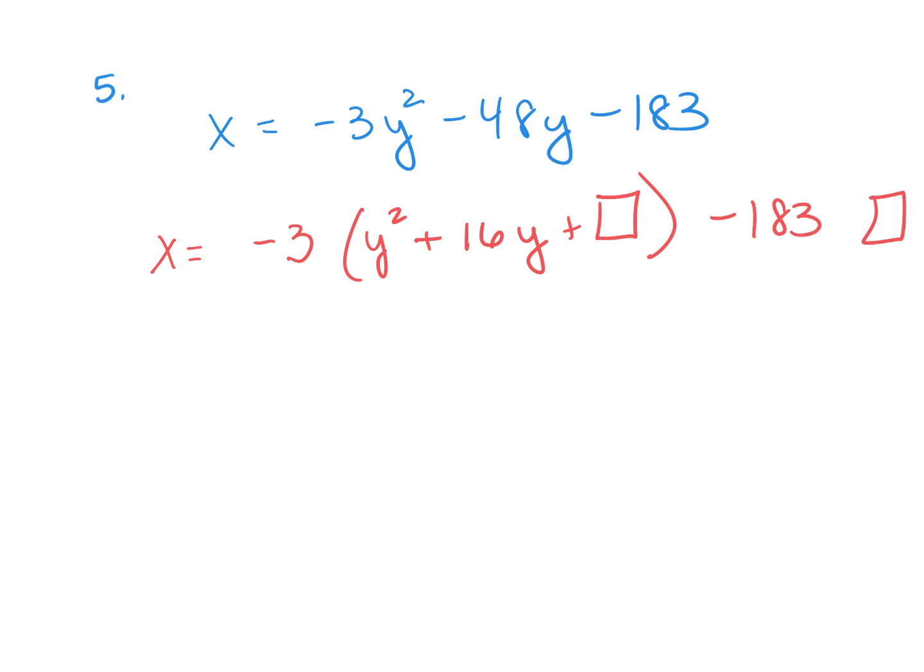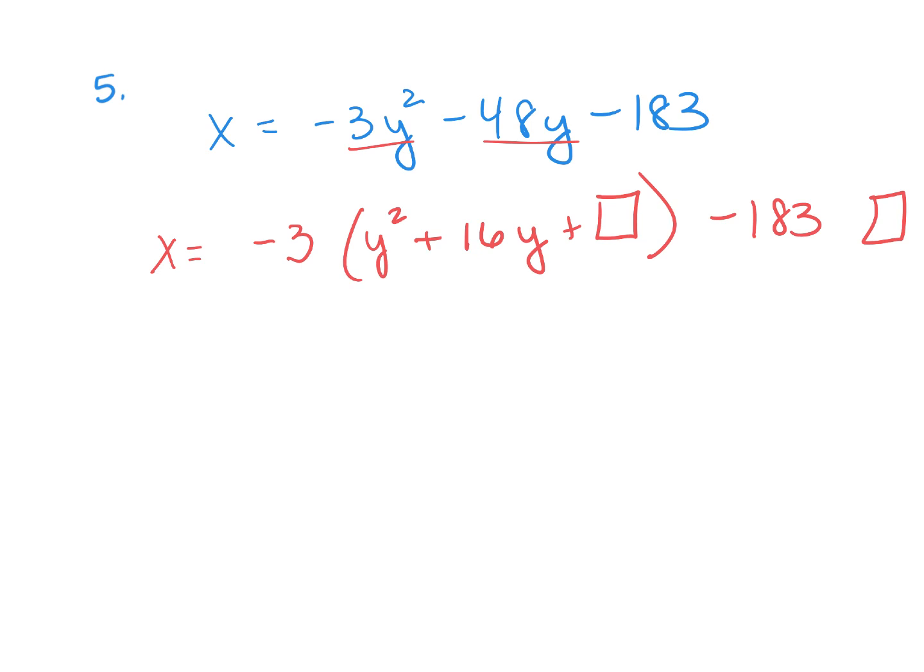Now the next one. Here I took out the -3 out of the first two terms, and that gives me a naked y squared and a positive 16y, because -3 times positive 16 is -48. And now I add my plus box, and then I move the -183 outside the parenthesis, and I put another box on that side, and we'll figure out it's going to be a plus box because of that -3, but you decide that later.